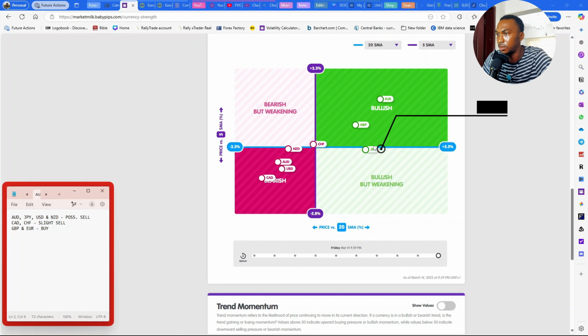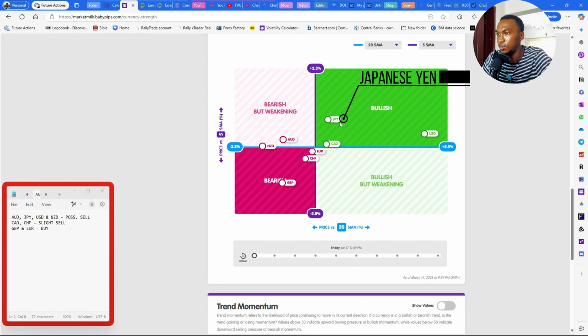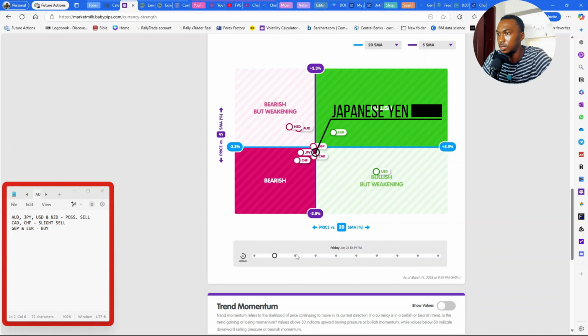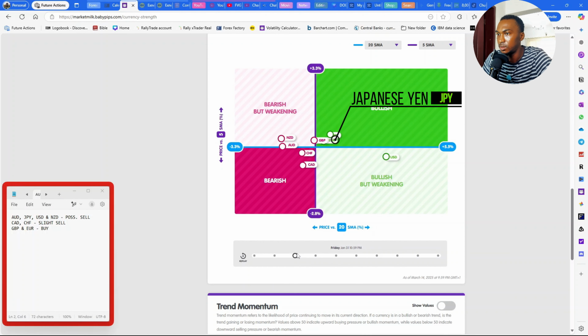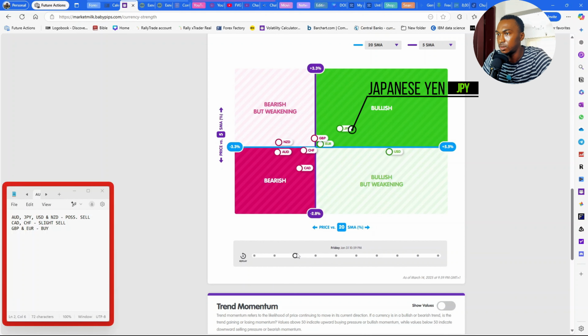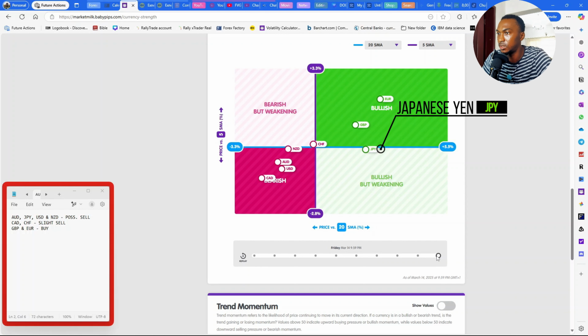Japanese yen, where is it? Okay, so it's been bullish. Oh, it went down, went back into a bull run, serious bull run, still bullish. Okay, so the Canadian dollar, I said Canadian dollar, the Japanese yen has a slight buy potential, slight buy potential.